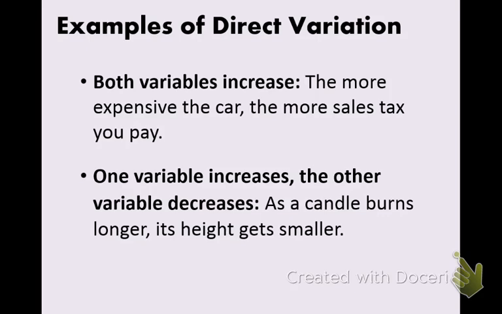So another example of direct variation, this time when one variable increases, the other variable decreases. An example of this would be, say that the power went out and you were using candles or lanterns or something like that. As a candle burns longer, its height gets smaller, so eventually the candle runs out. Make sure you write those in underneath the examples.